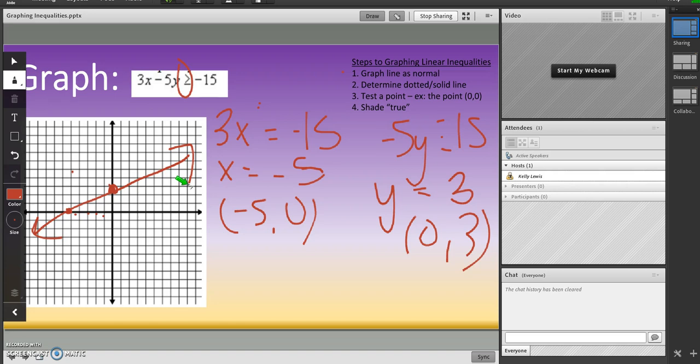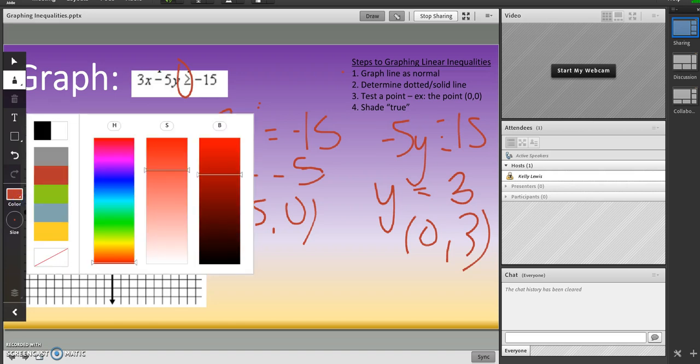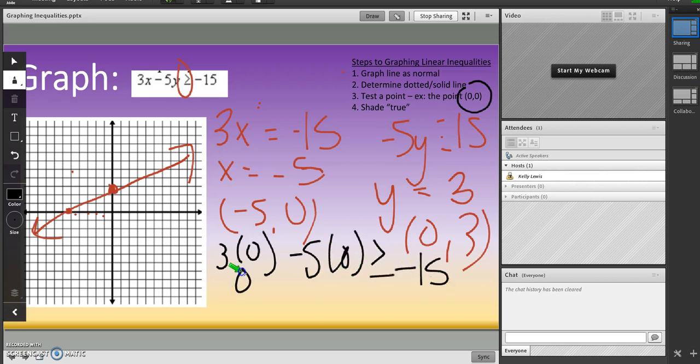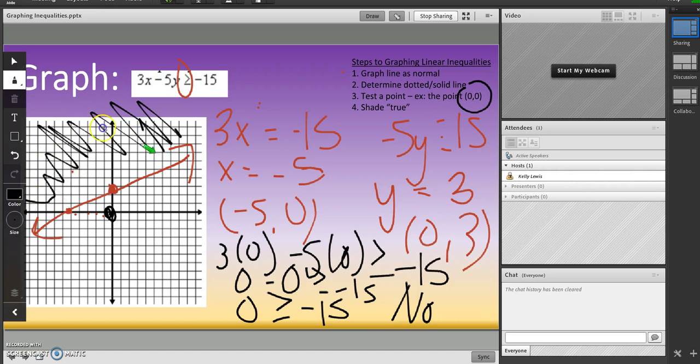So now we need to test a point. I'm going to test 0, 0. I'm going to plug in the 0, minus 5 times 0, greater than or equal to negative 15. So 5 times 0 is 0, and 0 is greater than or equal to negative 15. Well, 0, 0 is right here. That is a true statement. Because that's a true statement, we're going to shade where it is true. So this is where it's true, over there.